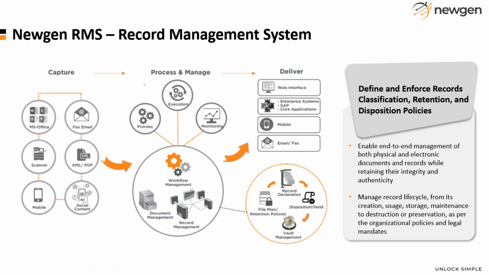Newgen's records management system, which is OmniDocs, manages the end-to-end lifecycle of a record. This lifecycle is similar to the usual document lifecycle or content lifecycle, where the content would be captured, processed, and delivered. The major difference is in the processing and managing stage. The RMS provides multiple records management related workflows within the system, and multiple rules and policies can also be configured and created, such as retention rules, storage rules, disposition rules, and can be associated with those records.